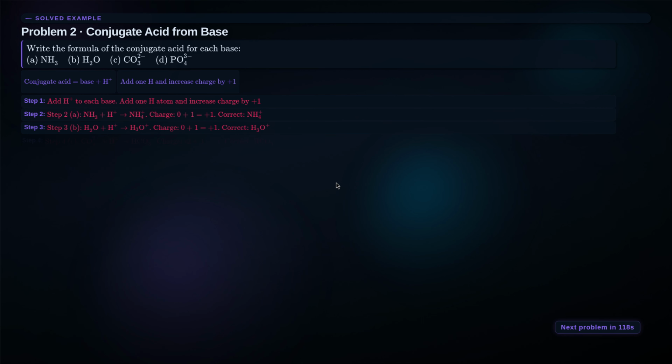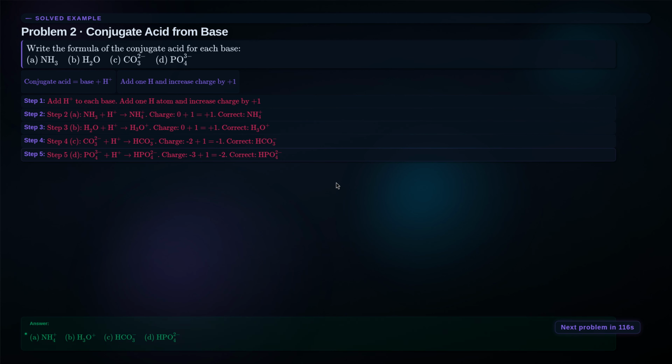Problem 2. Finding the conjugate acid from a base. Write the formula of the conjugate acid for each base: NH3, H2O, CO32-, and PO43-. To find the conjugate acid, add H+ to each base. NH3 plus H+ gives NH4+. The charge goes from 0 to +1.